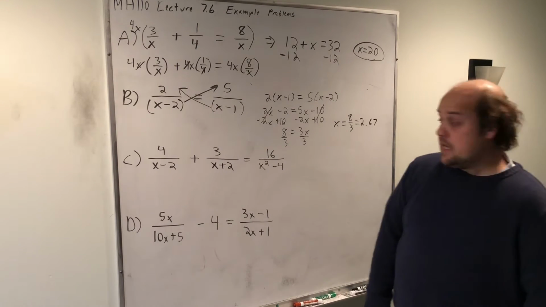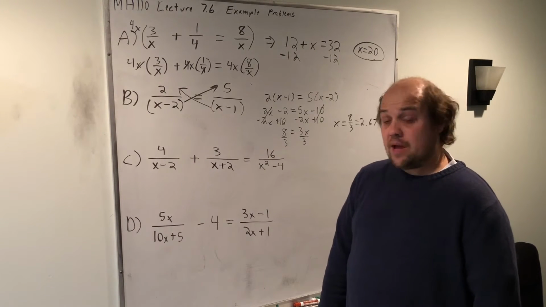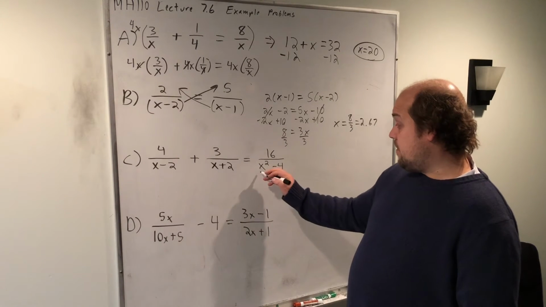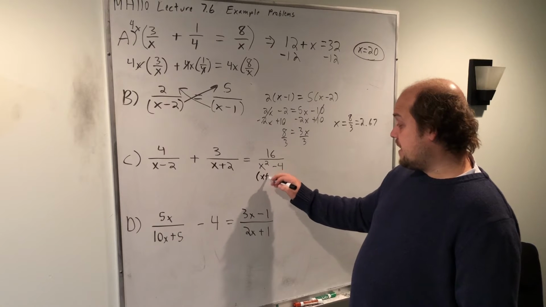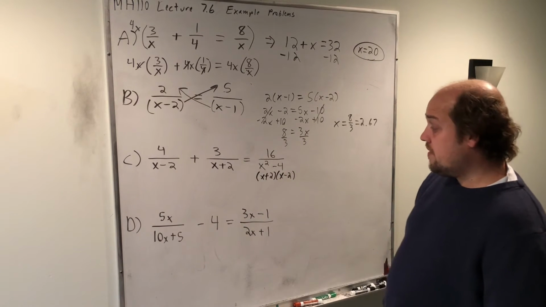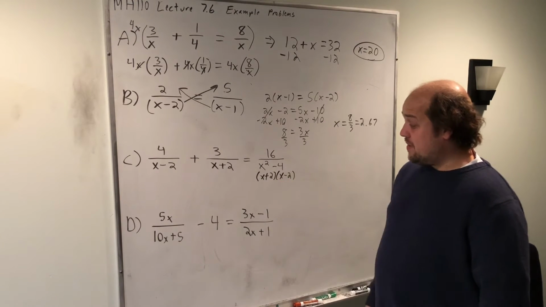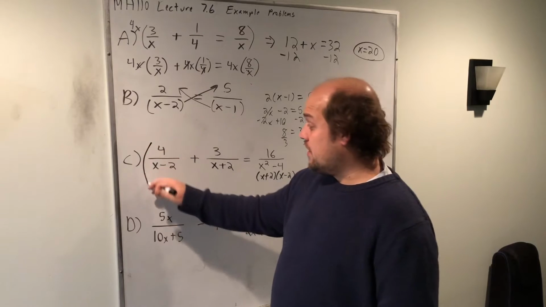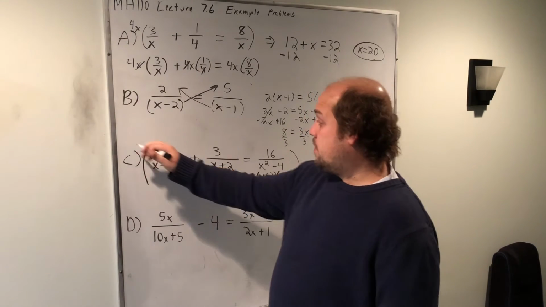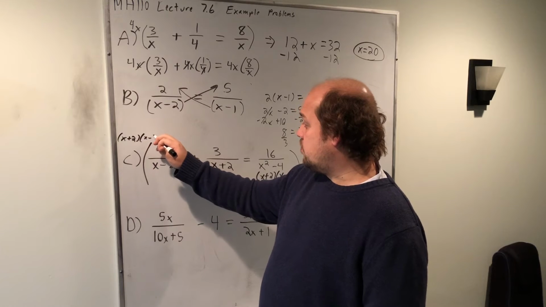For part C, the best thing to do is to first factor anything that can be factored on the bottom. I see this x squared minus 4. I can factor it to x plus 2, x minus 2. Once I've done that, I can see that the common denominator is going to be x plus 2, x minus 2. So I'm going to multiply the whole equation by x plus 2, x minus 2.